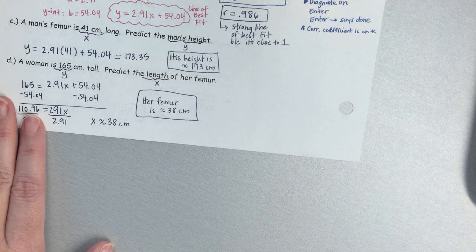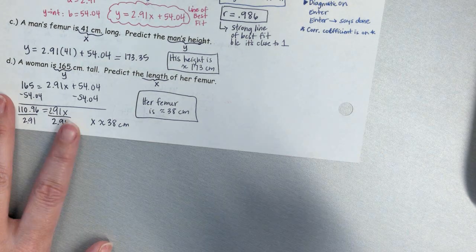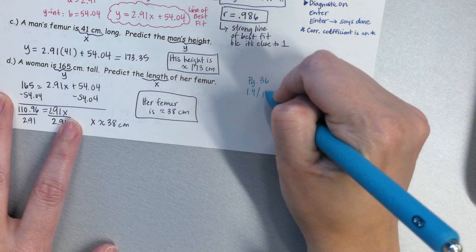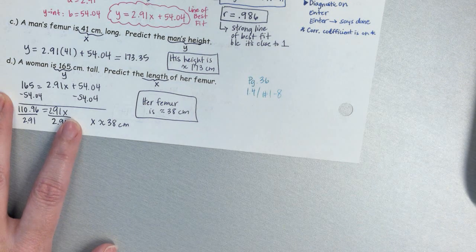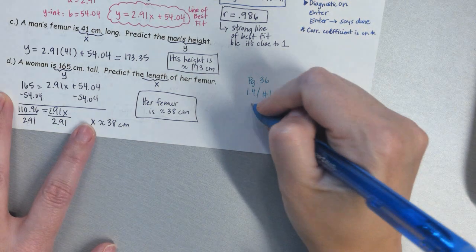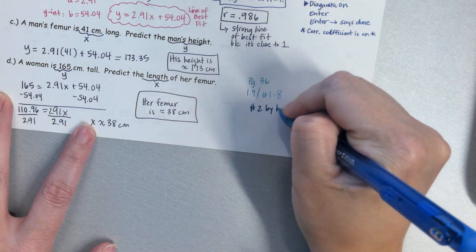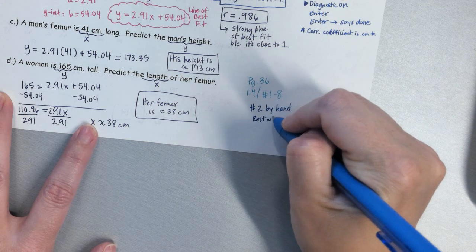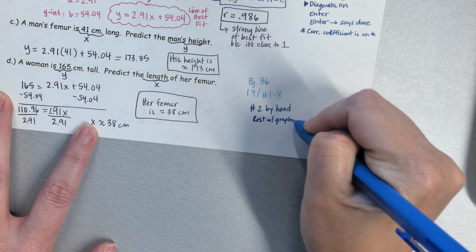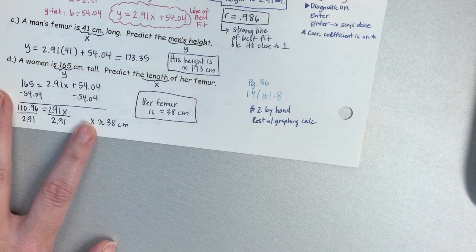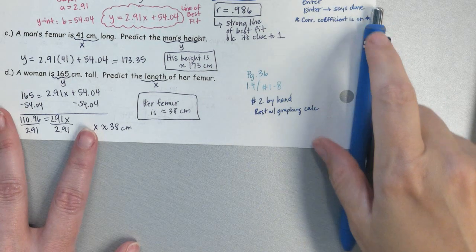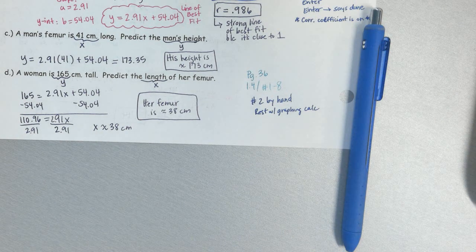All right, now you have special directions for your homework today. You're going to do numbers 1 through 8, but number 2 has to be by hand. The rest are going to be with your graphing calculator. You can handle that? So just number 2 by hand, the rest with your graphing calculator. There's only one that you have to do by hand.